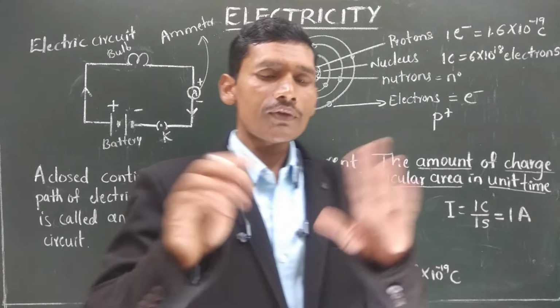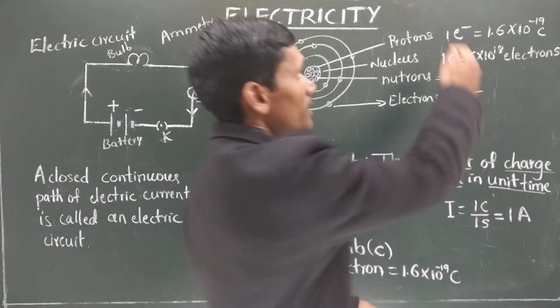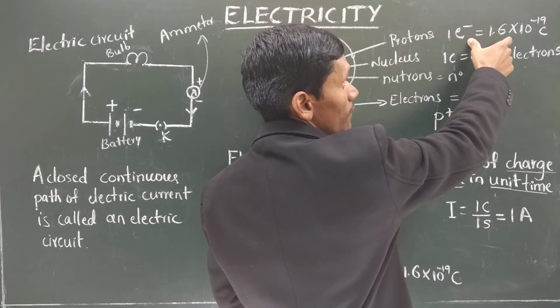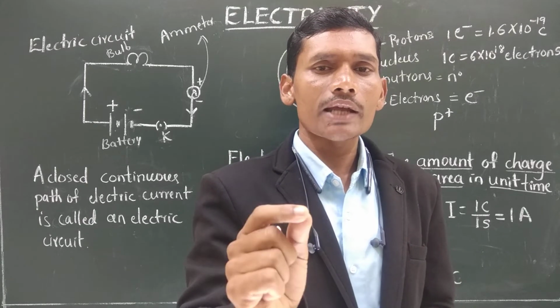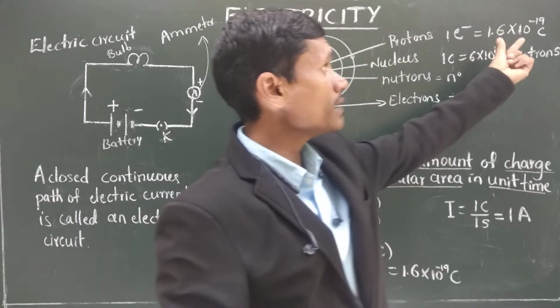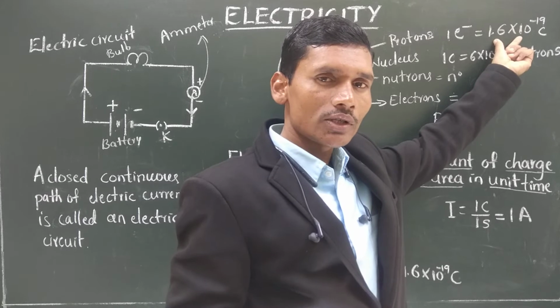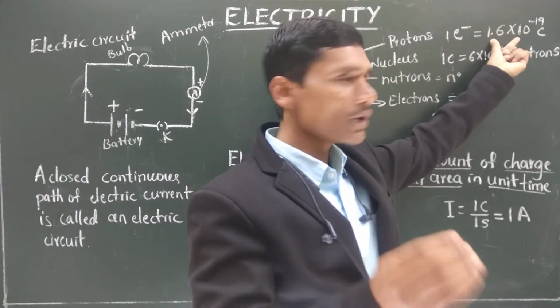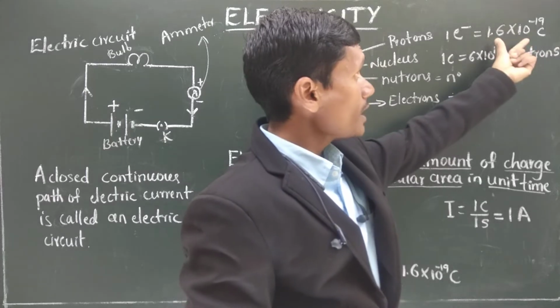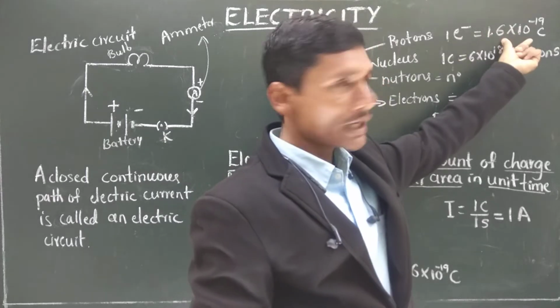Then what is the charge of an electron? The charge of one electron is 1.6 into 10 to the power minus 19 coulomb. This is a very, very small value. You cannot take it even as 0.1. It is a very small value. This is the charge of one electron.